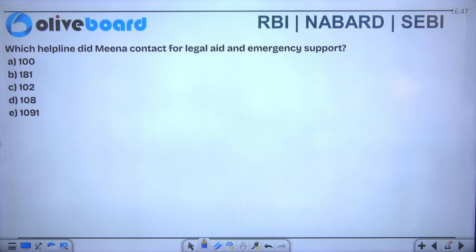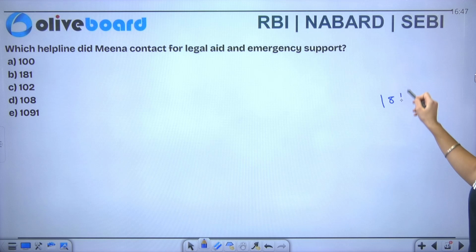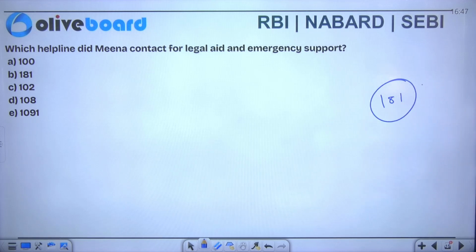Next question is related to which helpline did Meena contact for legal aid and emergency support? Is it 100, 181, 102, 108 or 1091? I hope you have given the correct answer of this statement also. So the correct answer we have is 181, जो कि अभी हमने पीछे वाली slides में देखा था.